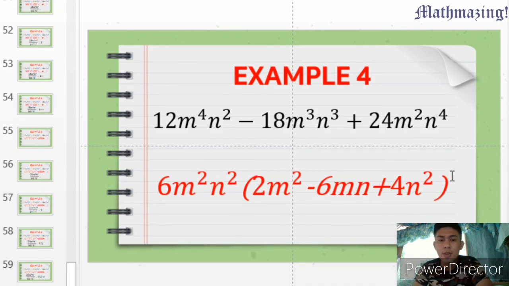So therefore, kompleto na yung ating factors. Ito na yung sagot sa ating example number 4. So that ends our lesson. It's all about factoring by the greatest common factor.